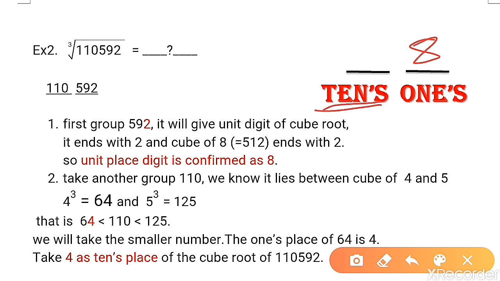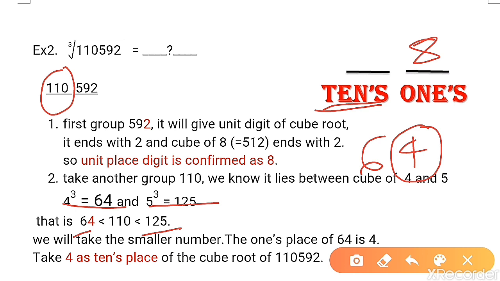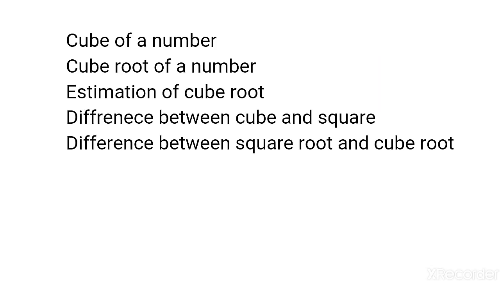Now we have to calculate the digit at the tens place. Check the other group, that is 110. We know it lies between 4 cube, that is 64, and 5 cube, that is 125. So 110 lies between 64 and 125. Now we go for the smaller number, that is 64, and we see the digit here is 4. So we copy the number 4 here, and we can say the cube root of this number is 48.